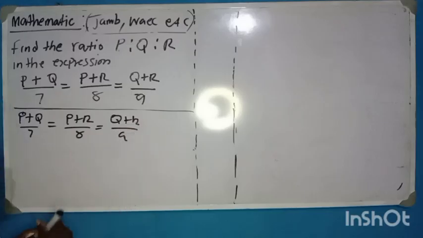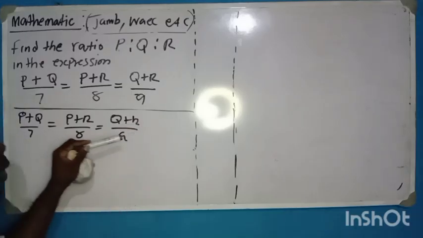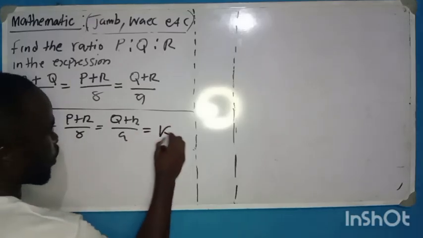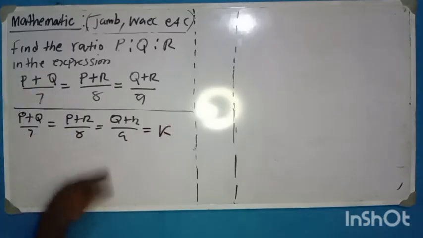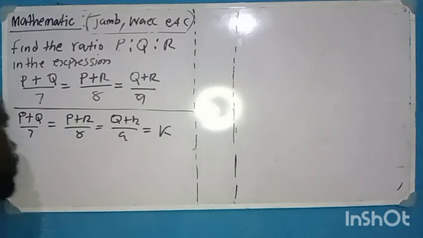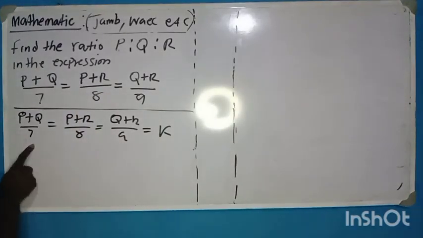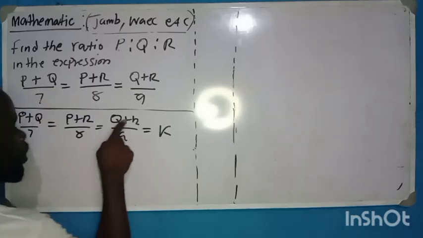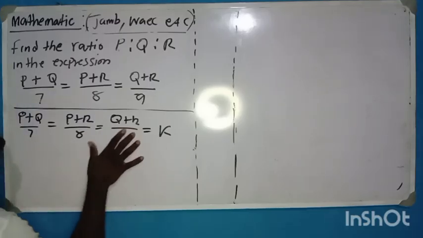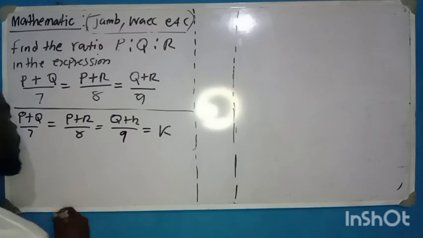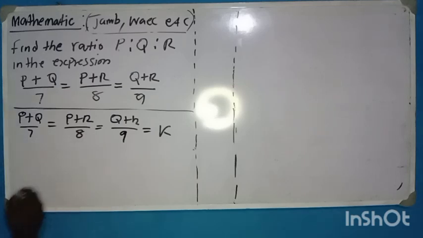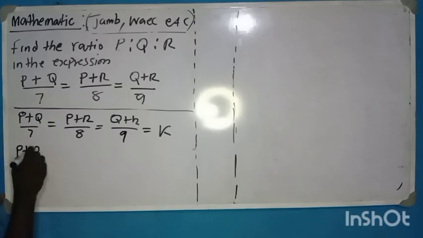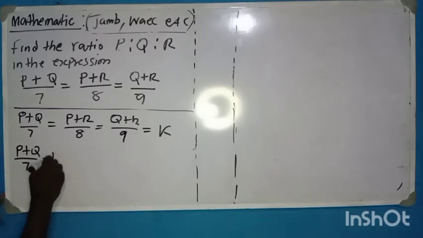9. Now, the first thing you do for you to get this question here, you equate this to a constant K. You can represent the constant with any value. Now, equating it to constant, that shows that P plus Q over 7 equals K, P plus R over 8 is equal to K, and Q plus R over 9 equals K. Now, once you do that, we can say from here that P plus Q over 7 is equal to K.